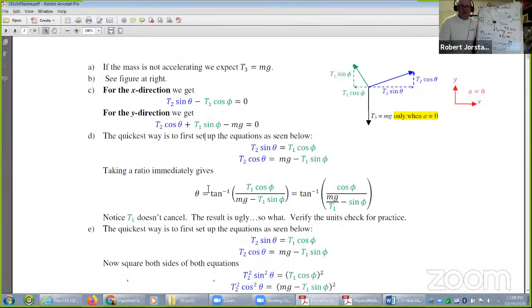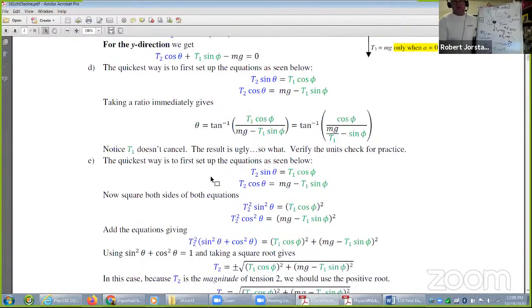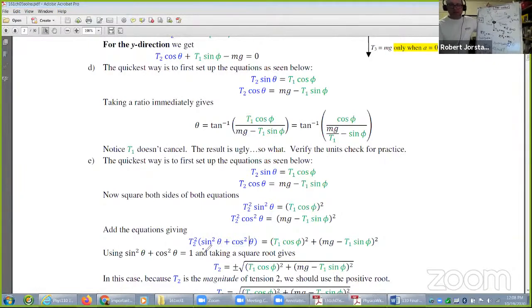And so this is what I was trying to show you there. This part, this thing goes to 1. And then you get tension 2 is plus or minus. Well, it's going to be plus because it's a magnitude. You get this big ugly mess. And that's fine. That's valid.